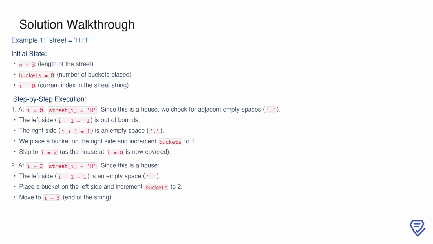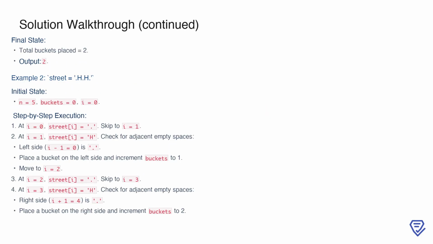Now at i equals 2, we encounter another house. This time, the left side at i minus 1 equals 1 is an empty space. We place a bucket there, incrementing the bucket count to 2, and move to the end of the string. With all houses covered, we stop execution here. For the first example, the final state shows that we placed a total of 2 buckets to cover all the houses in the street. The output for this example is therefore 2.